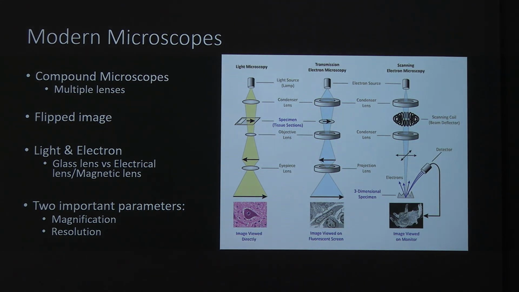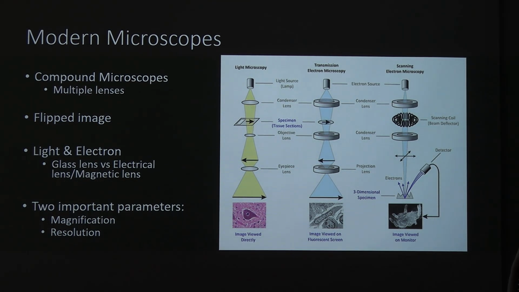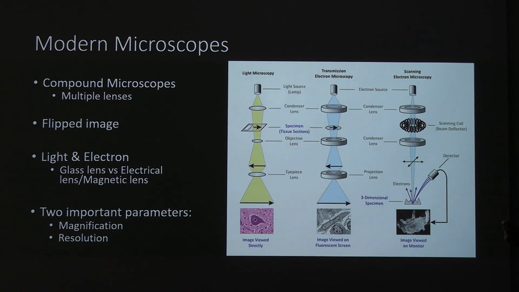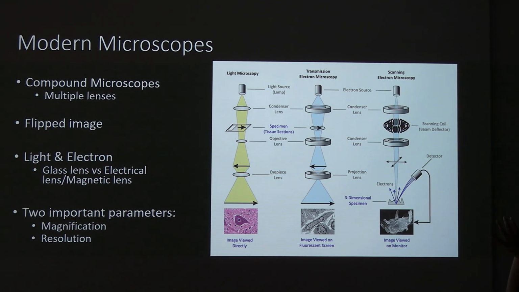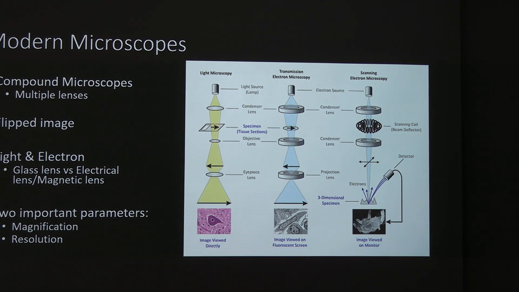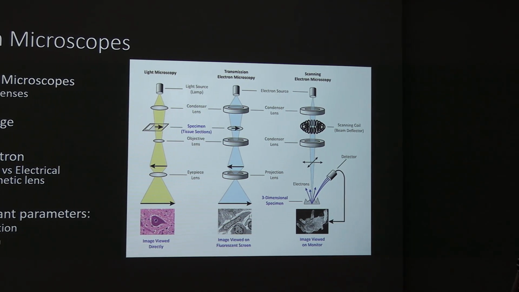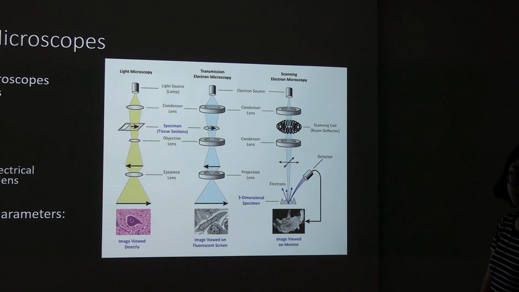So here shows you what happened for the modern microscopes. The modern microscope is not a one-lens microscope. Normally they have multiple lenses in the system, so we call it a compound microscope.